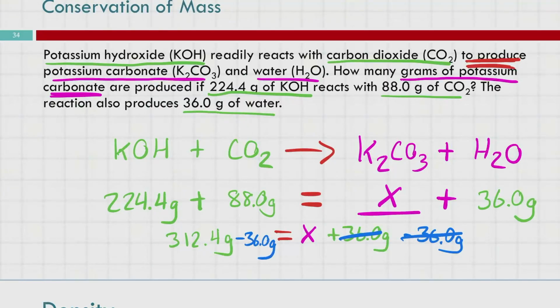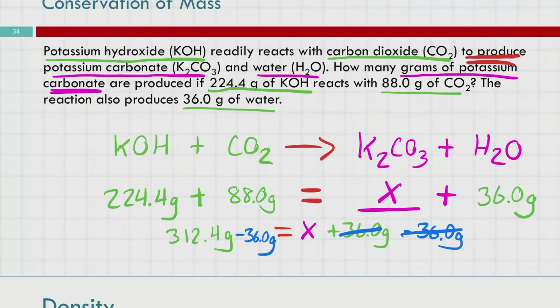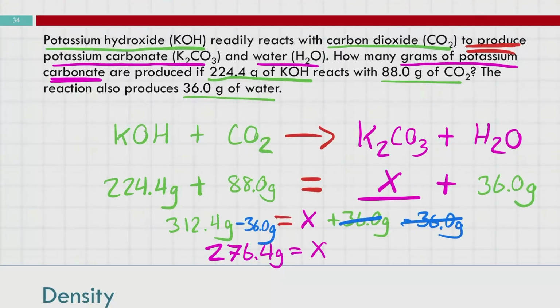So the 36 grams that we subtracted on the right gets rid of our 36 grams there, and now it's over on the left side. So we subtract 36 from our 312.4, and 276.4 grams is what X is equal to. So we have 276.4 grams of potassium carbonate, K2CO3, that's produced. Questions? Great.